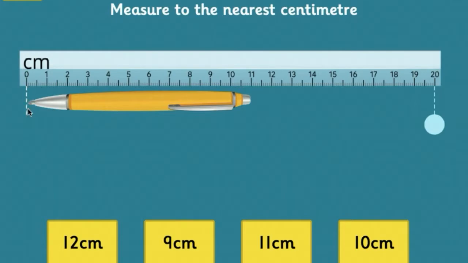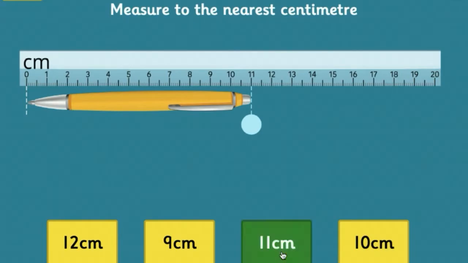All right, our second object is up. Again, we need to make sure that it's lined up at the 0 to get the most accurate measurement. And I'll drag this down to help us get a very clear measurement. And whenever I line it up, I can follow this up to 11 centimeters. So I'll come down here and I'll find my 11 centimeters. There's 12 centimeters, 9 centimeters, 11 centimeters, 10 centimeters. Well done.